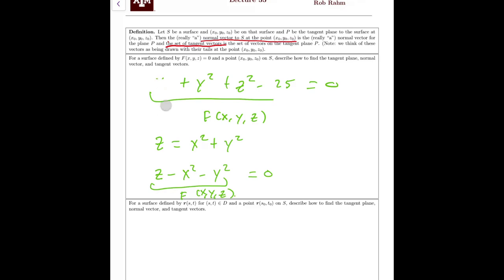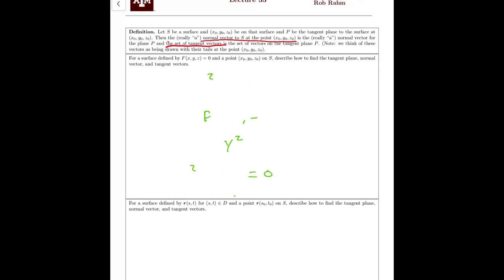Okay, so let's answer the question I'm asking here. We have some surface, f(x, y, z) = 0, and we have some point (x0, y0, z0) that lies on the surface. In other words, f(x0, y0, z0) = 0. We want to describe how we find the tangent plane, the normal vector, and the tangent vectors. We've seen this before. We know that the normal vector is going to be the gradient of f evaluated at (x0, y0, z0). This is the normal vector, and I'm just going to call this (a, b, c).